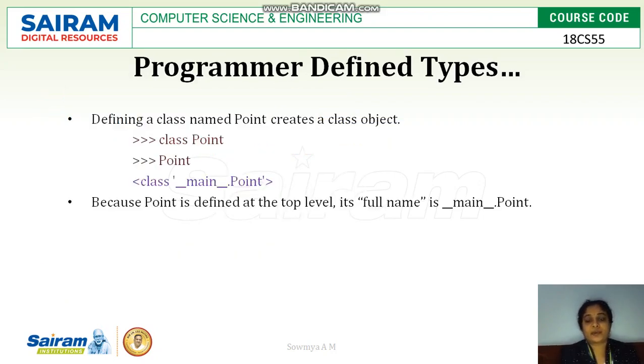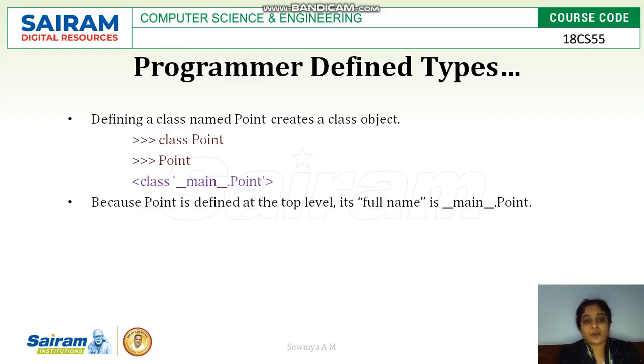Next, once you define a class, how do you create an object for it? Defining a class means using the keyword class and the name of the class. If I take the name of the class and give it in an IDLE window, it will show class main and the name of the class. So in this example it is showing class main point.